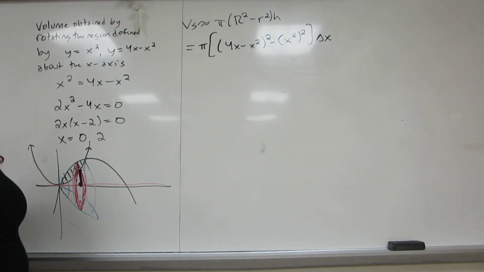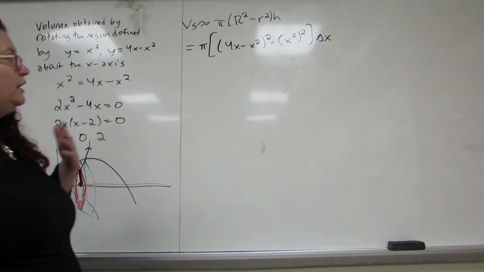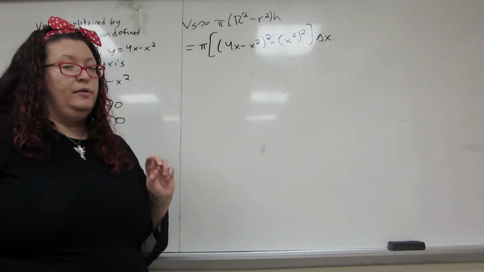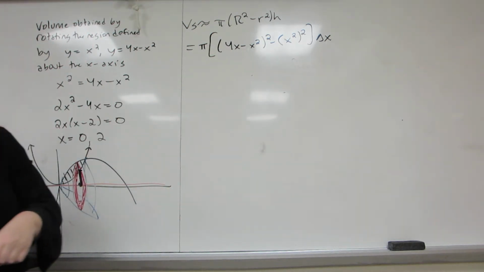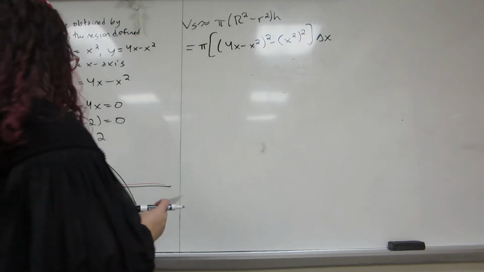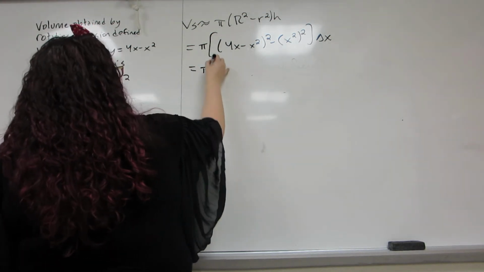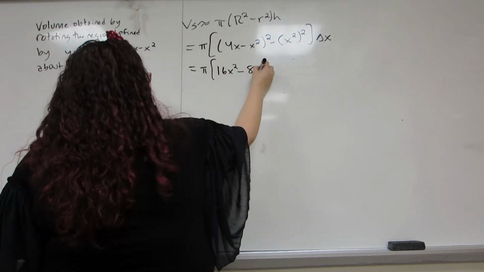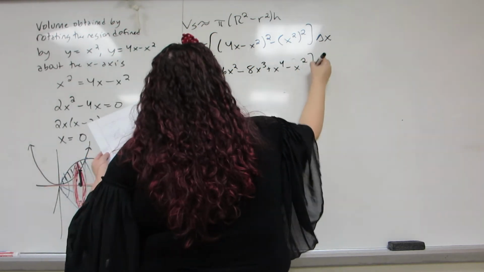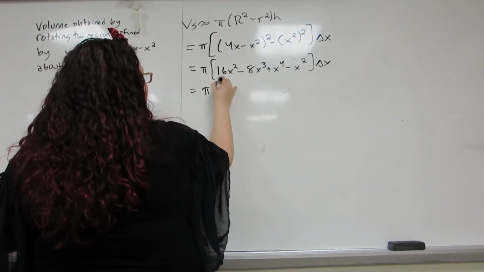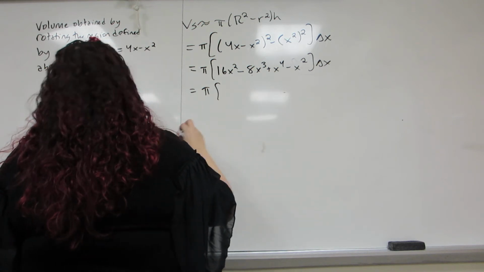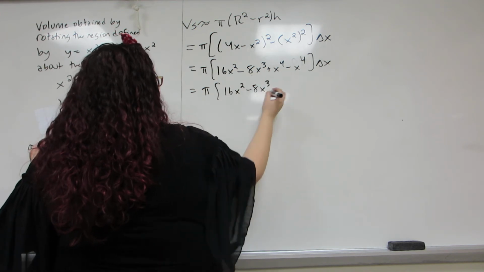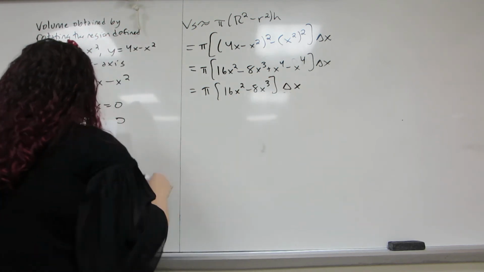All right, now I'm going to add these up and stick a limit in front of them, which has the effect of turning it into an integral. However, it is always within my best interest to clean this up a little bit before I actually try to integrate it. It also saves me from having to do some u substitution. So first I'm going to multiply this all out. I get 16x squared minus 8x cubed plus x to the fourth minus x to the fourth. And then combining like terms here, I get 16x squared minus 8x cubed times pi and delta x.